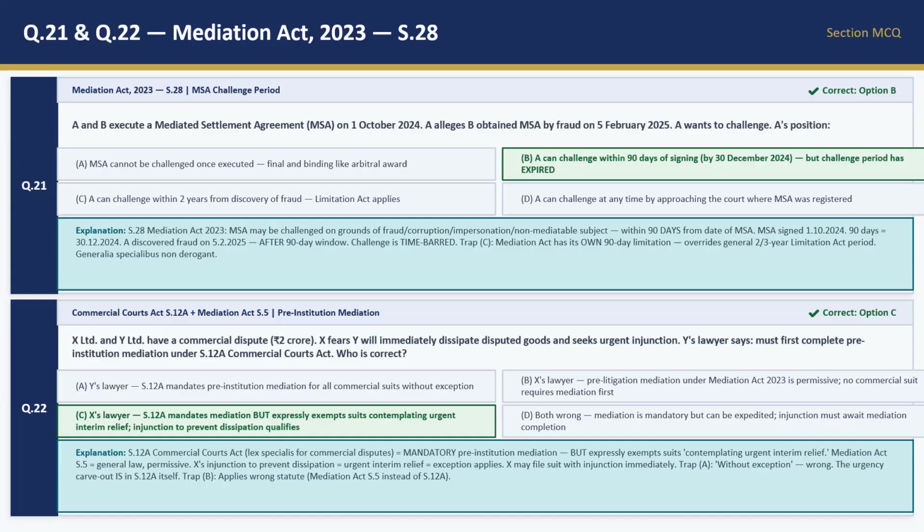Commercial Courts Act plus Mediation Act plus pre-institution mediation. X Limited and Y Limited have a commercial dispute of 2 crores. X fears Y will immediately dissipate disputed goods and seek urgent injunction. So Y's lawyer says X must first complete pre-institution mediation under Section 12A of Commercial Courts Act. So X's lawyer is correct because Section 12A says that mediation is mandatory, but there is an express exemption. Section 12A expressly exempts suits contemplating urgent interim relief, and injunction to prevent dissipation qualifies.